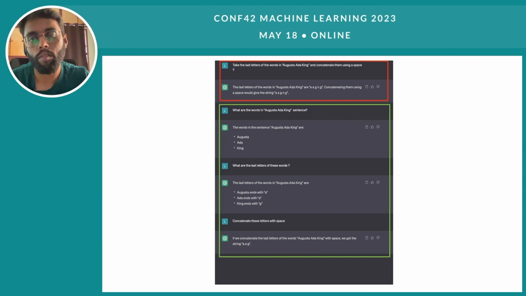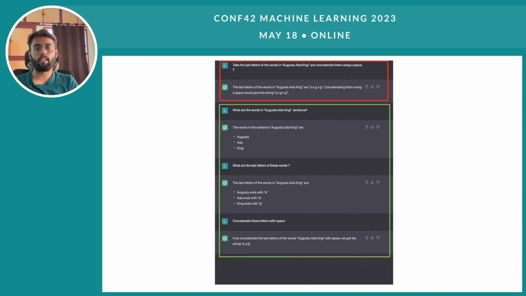But when we break down the same problem into three different subproblems, first, what are the words in Augusta Ada King? The model is able to come up with the words. Then what are the last letters of these words? It's able to come up with the last letters A, A, G correctly, and when I ask it to concatenate them, it's able to concatenate them. This is why we would need techniques to elicit reasoning. These models, as the objective of their training, are not trained to do reasoning, or at least from my understanding, they're not trained to do reasoning.